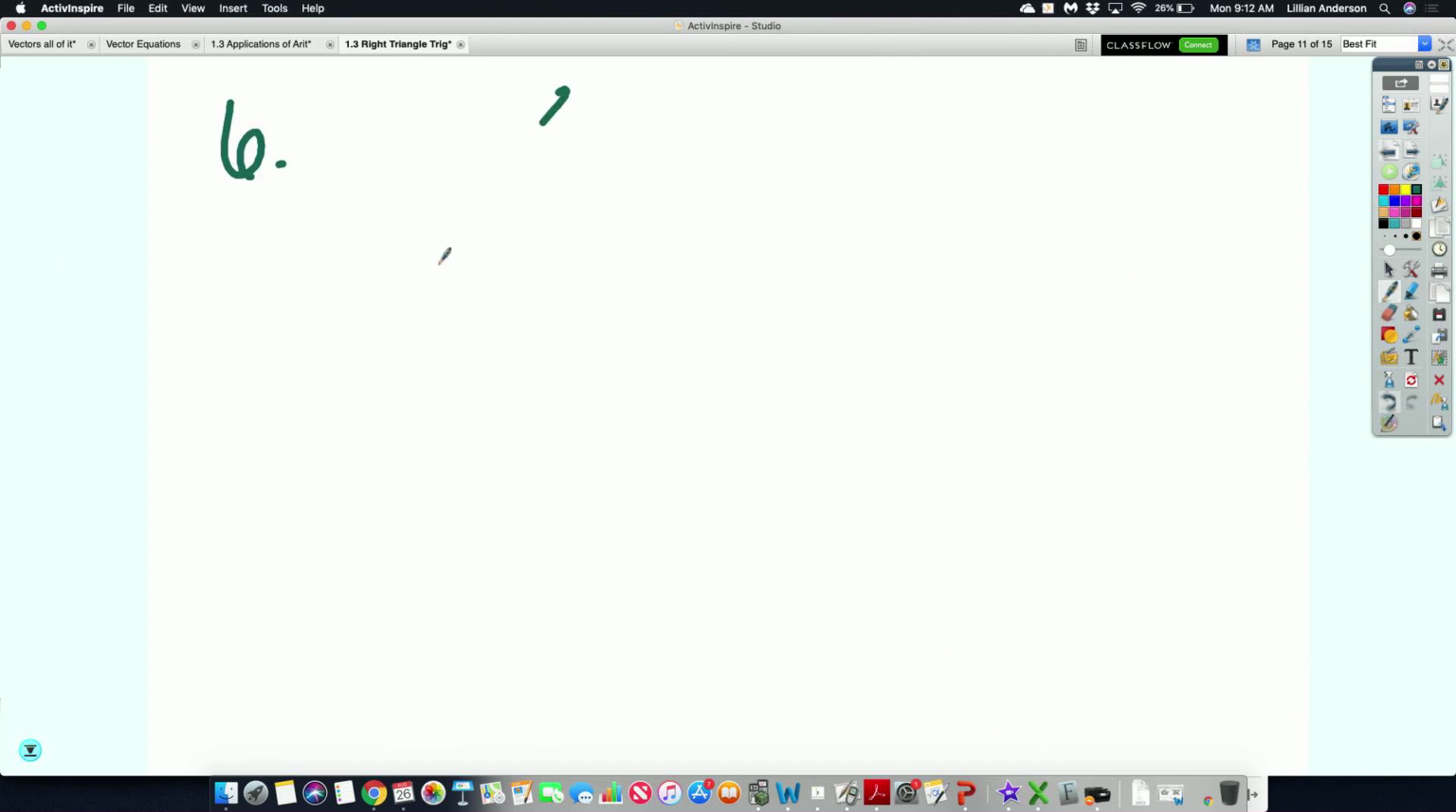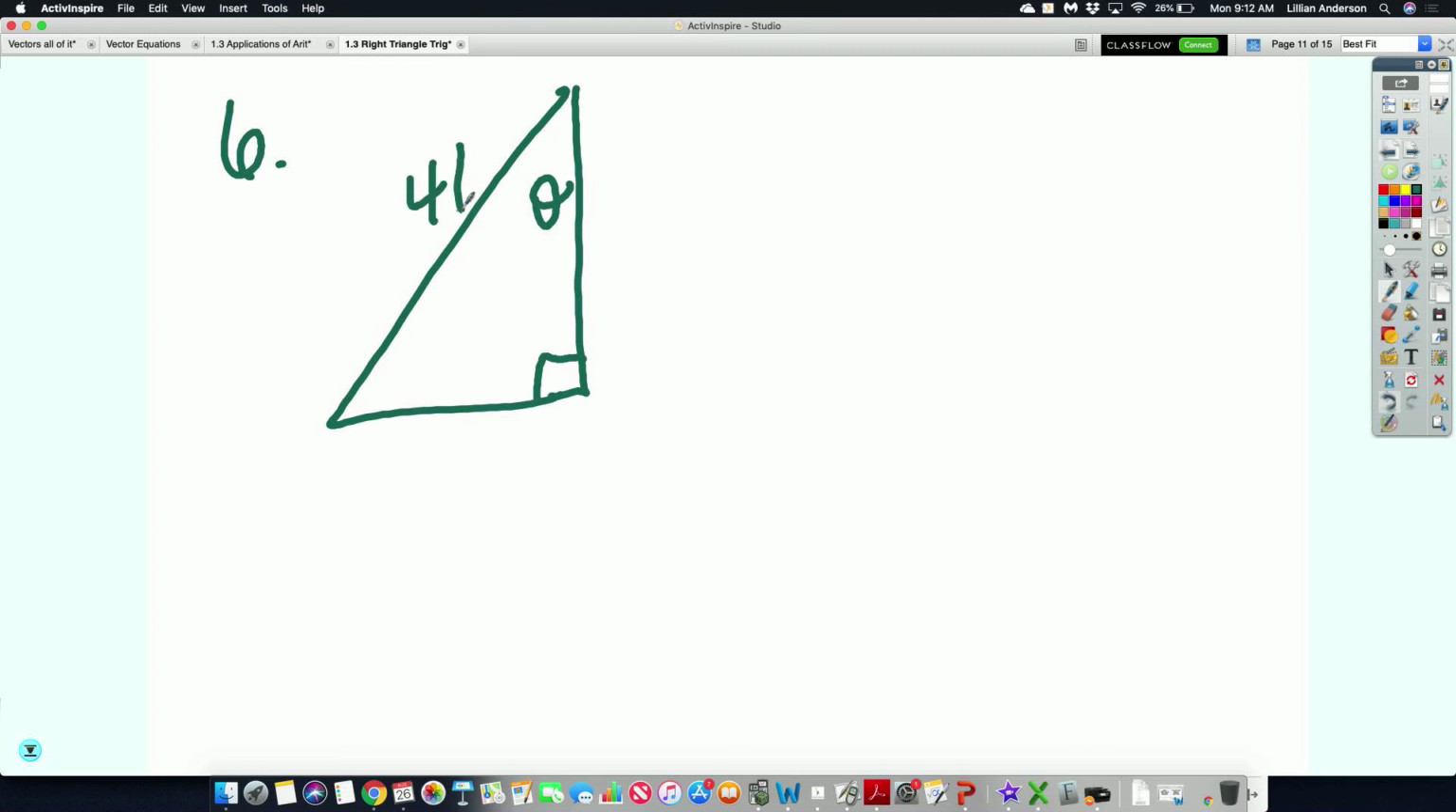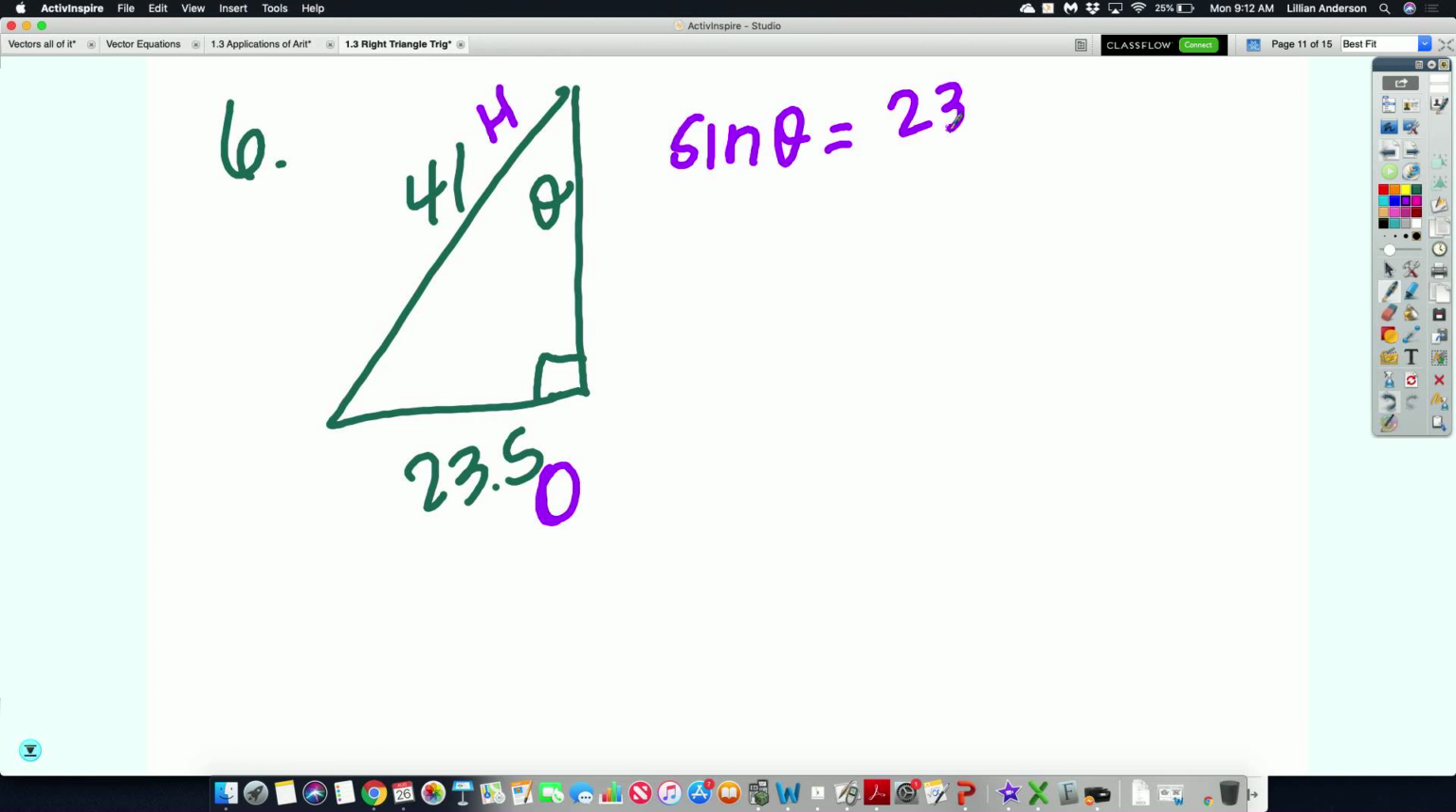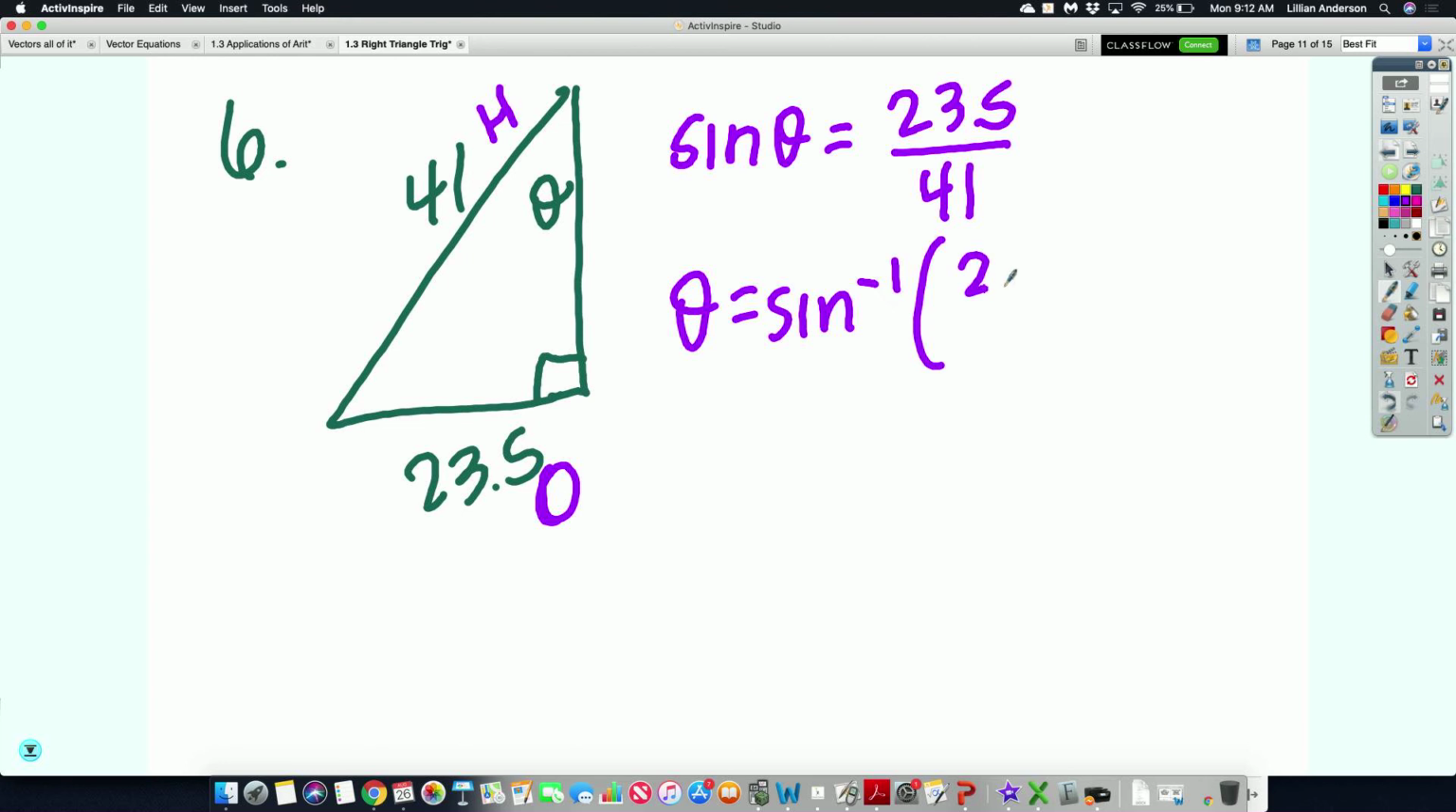So, let's talk about number 6. Okay? You had roughly 23.5. Okay. 23.5 was our what side? And 41? So our trig ratio was sine. So we set it up sine theta equals opposite over hypotenuse. And again, because we're looking for an angle, we do the inverse.